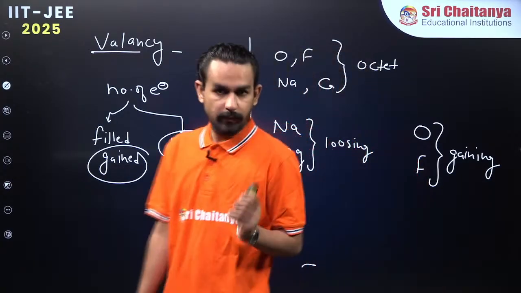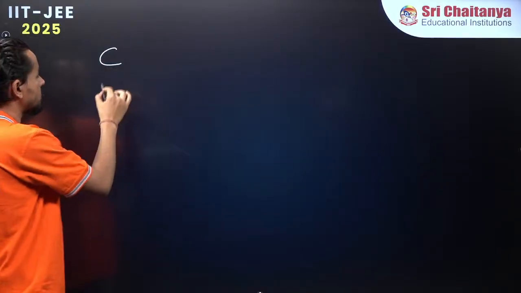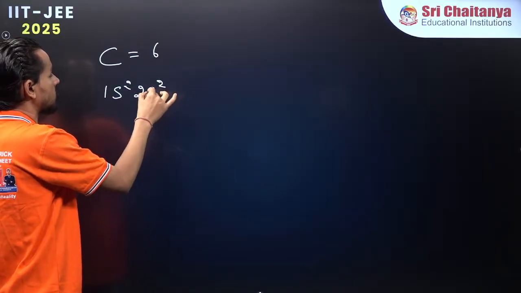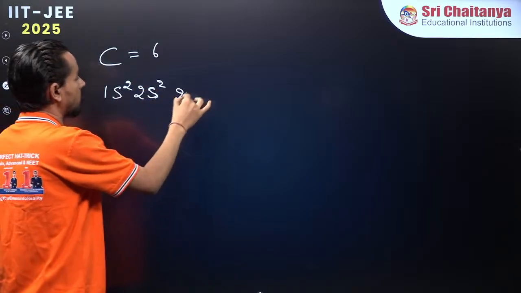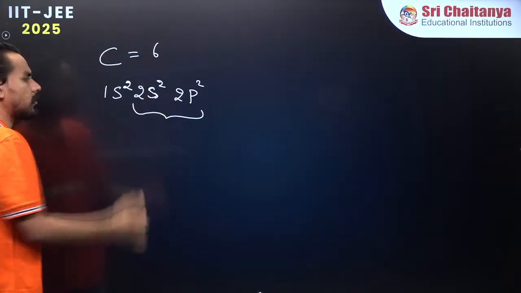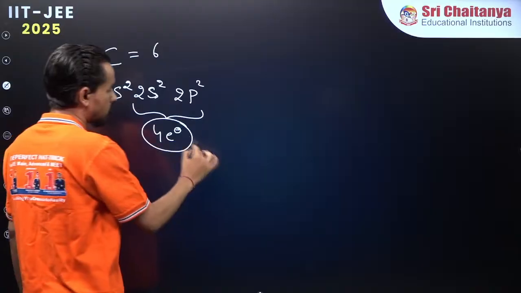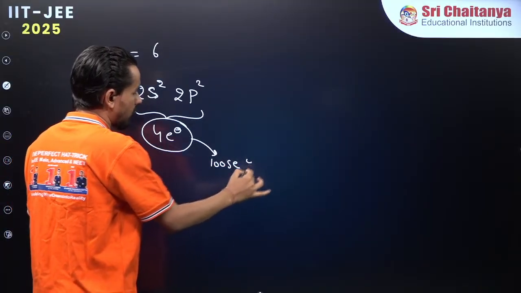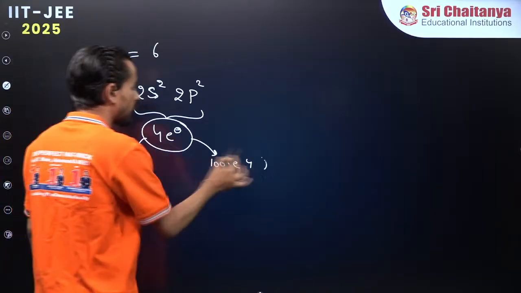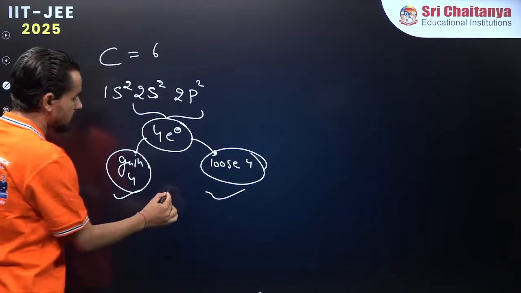Okay, let's continue. Yesterday I told you about carbon, and what was its atomic number? It was 6, and the configuration was 1s2, 2s2 and 2p2. It has 4 electrons in its outermost shell. So to make 8, it has to either lose 4 or gain 4. Both are possibilities. So its valency will be considered 4.